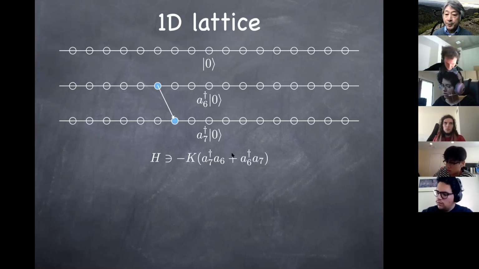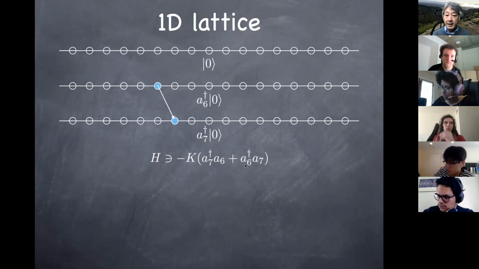Then you have to add another term here to make sure that your Hamiltonian is Hermitian. So Hamiltonian is an observable, its eigenvalue has to be real, it has to be Hermitian, and this term alone doesn't make the Hamiltonian Hermitian. So I add the Hermitian conjugate of this term, which is A6 dagger A7.